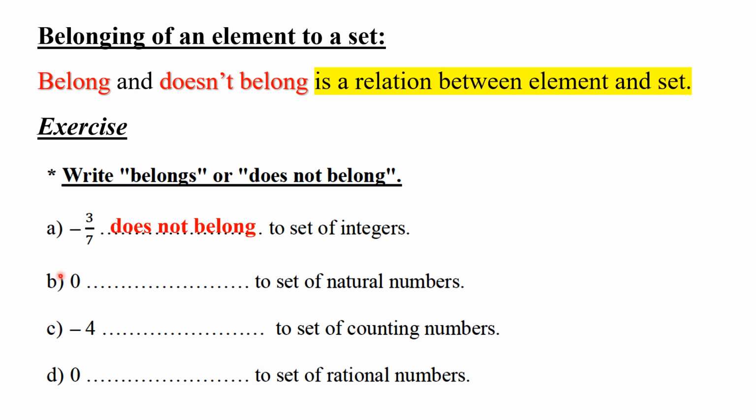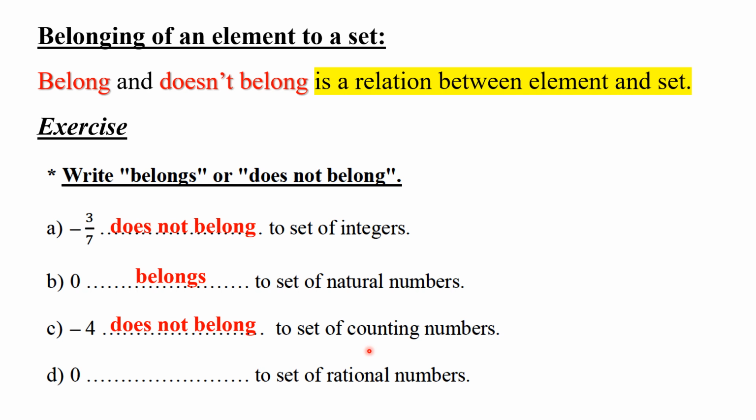Letter B, we have here 0 and the set of natural numbers. The set of natural numbers contains 0 and 1, 2, 3, and so on. So, 0 belongs to the set of natural numbers. Letter C, we have negative 4 and the set of counting numbers. Counting numbers is a set which contains 1, 2, 3, and so on. So, we have no negatives there. Negative 4 doesn't belong to the set of counting numbers.